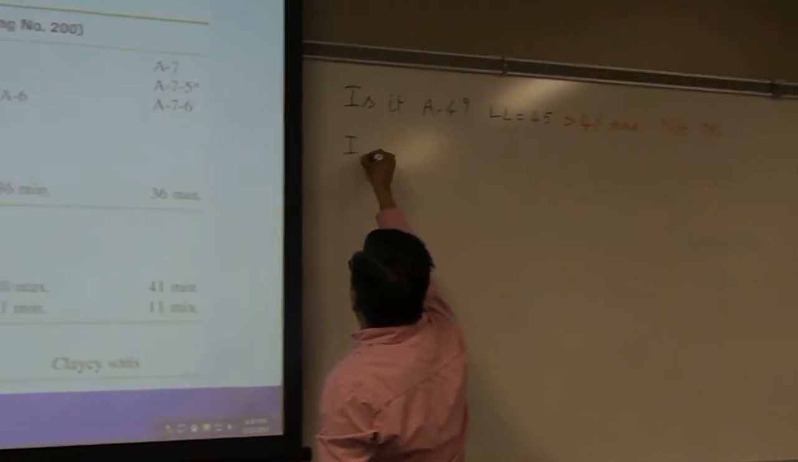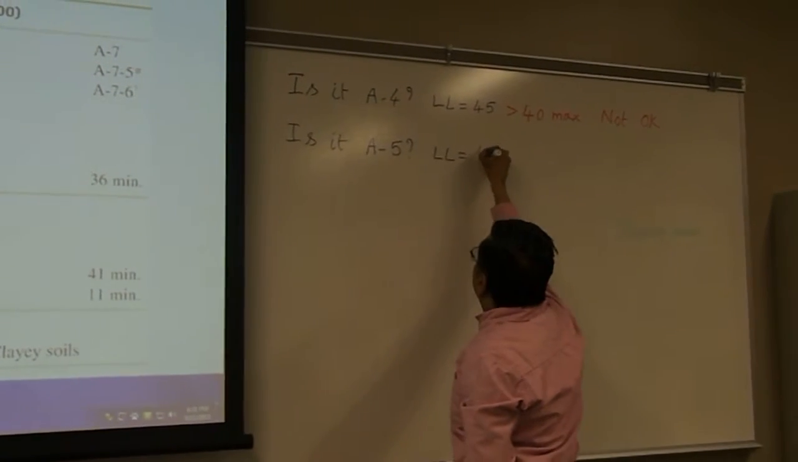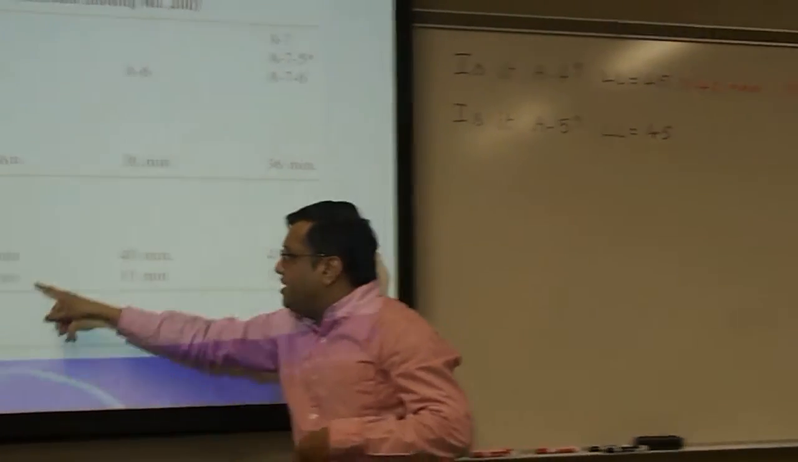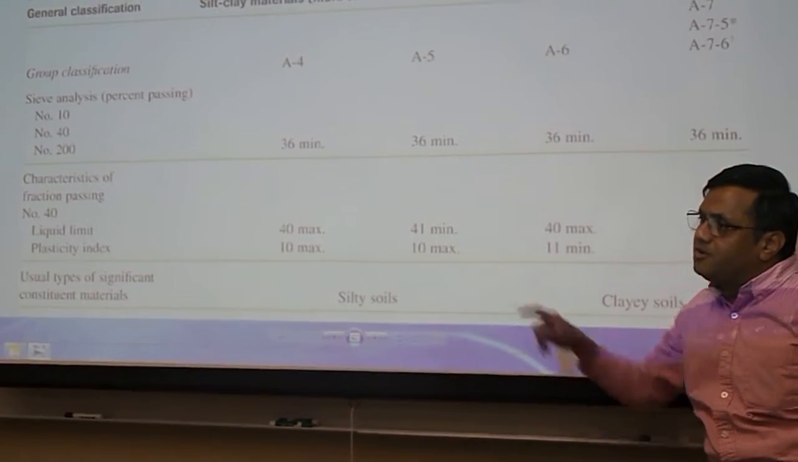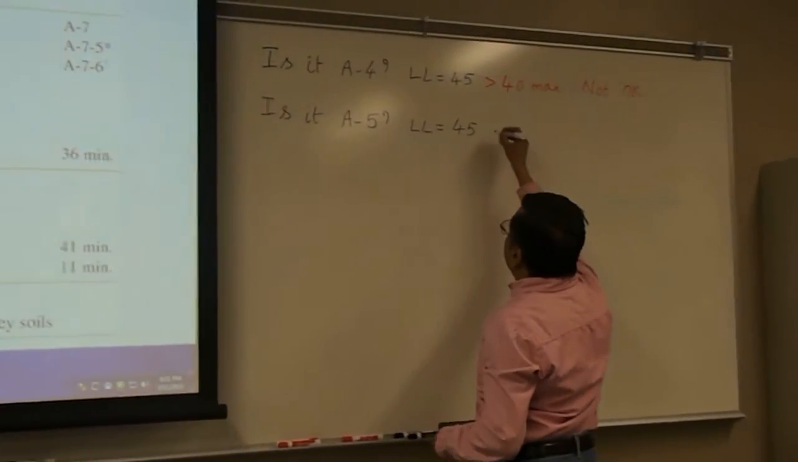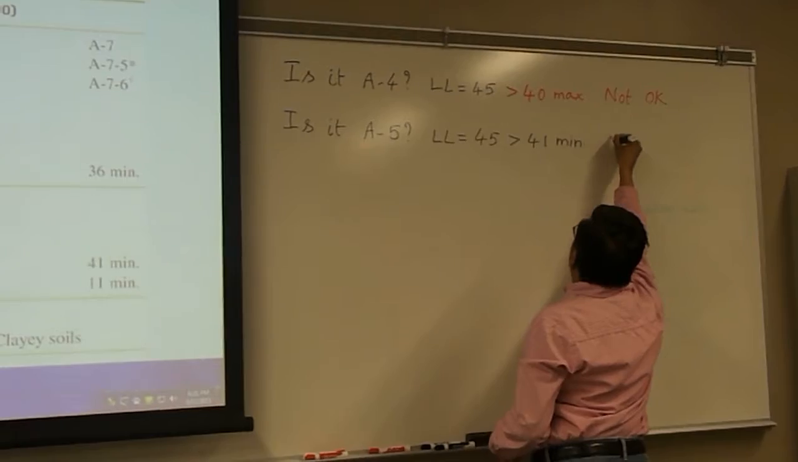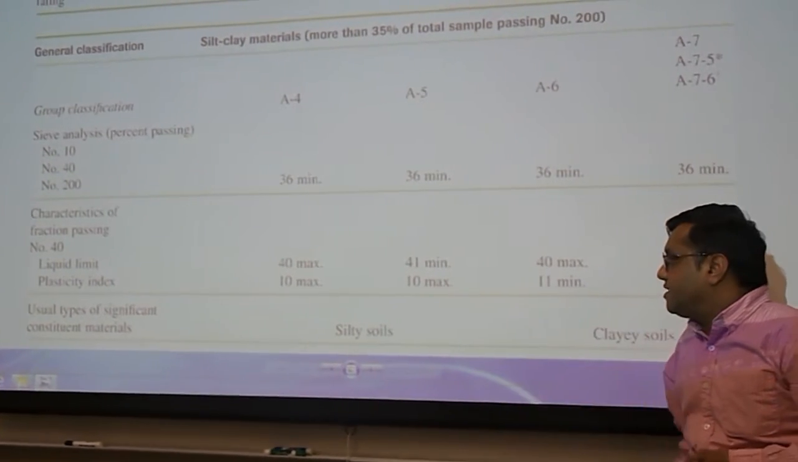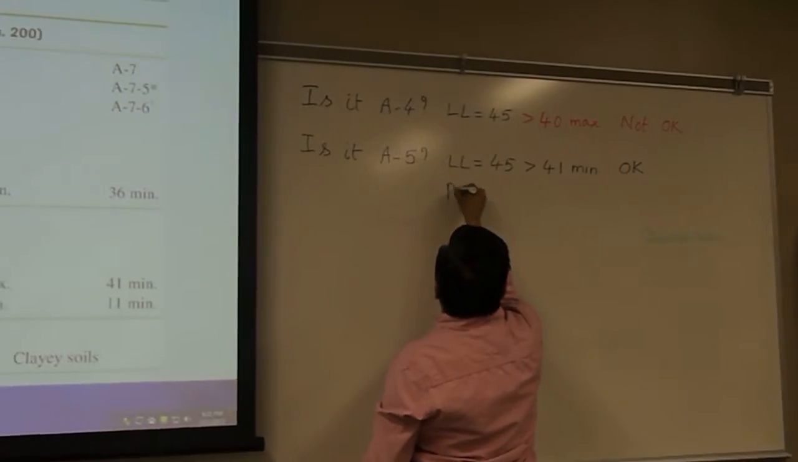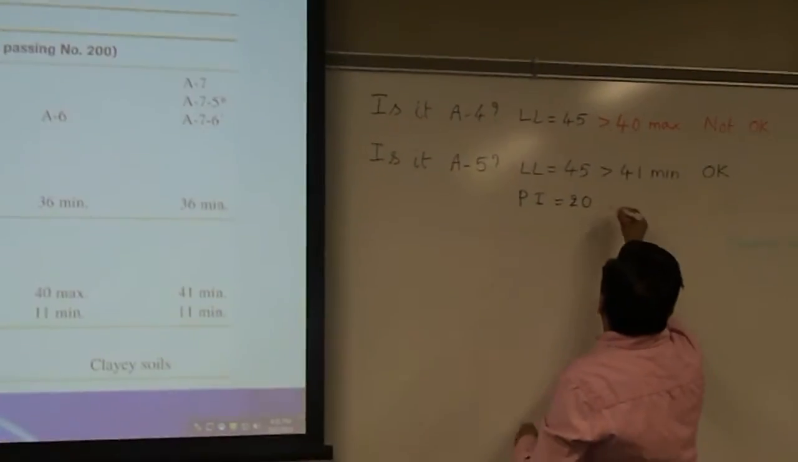So the next question is, is it A5? So liquid limit is 45. If you see here, it says 41 minimum required. That means it should be 41 or more. Then only it satisfies that criterion. But luckily, this one is 41, more than 41 minimum, so this is okay. That's why we go on to check the second criterion, plasticity index. Plasticity index, in our case it is 20, but this is more than 10 maximum. So this is not okay.